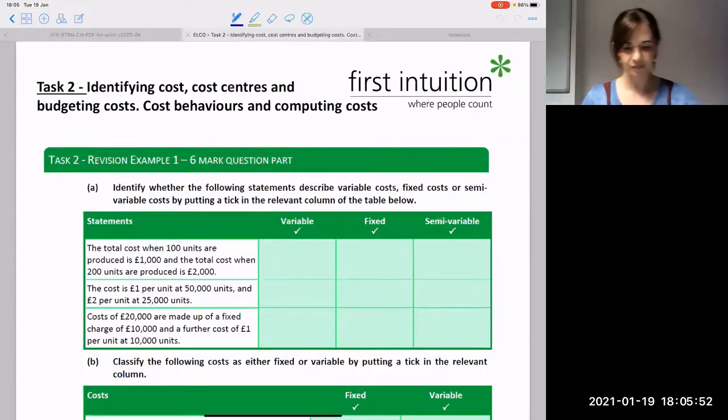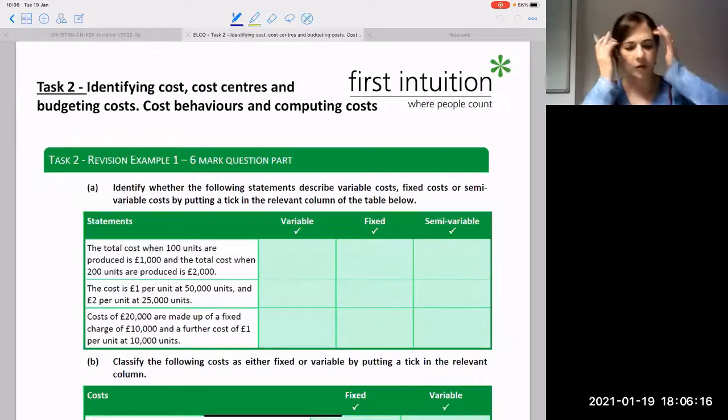Okay. So what it's asking us to do here is identify whether the following statements describe variable costs, fixed or semi-variable, and we have to put a tick in the right place. These all tend to be quite repetitive and quite similar. So as I say, if you've done a few of these, if you've done your practice on these, then when you get to the exam, you're not going to have any nasty surprises. Okay, so let's have a look and see what we're going to do with this one.